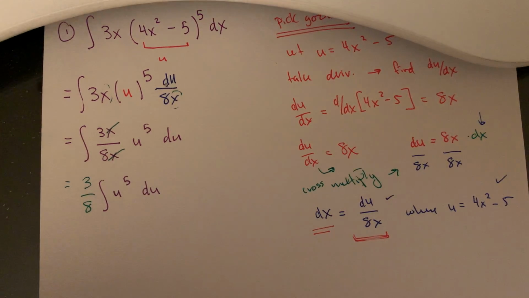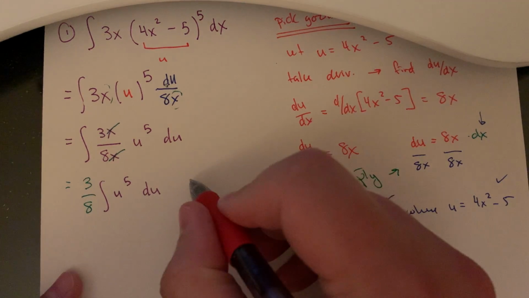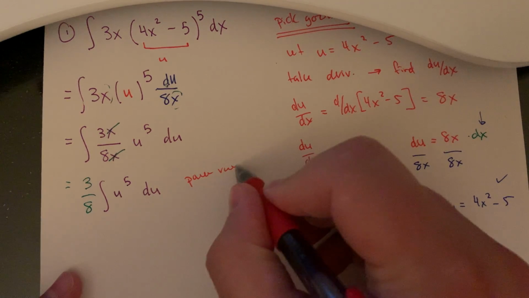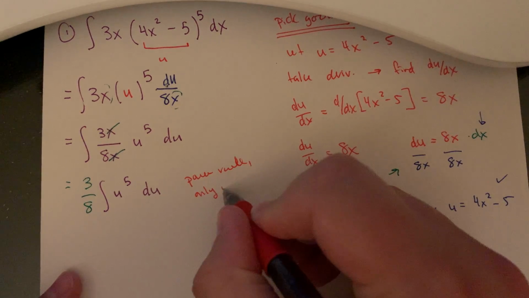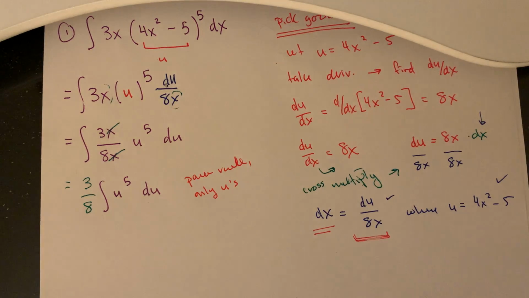This is just regular power rule stuff. This is just straight power rule, where the variable and the d value here match. And I only have u's in this case. So I've done a full substitution from x's to u's, and now I can just do a power rule.